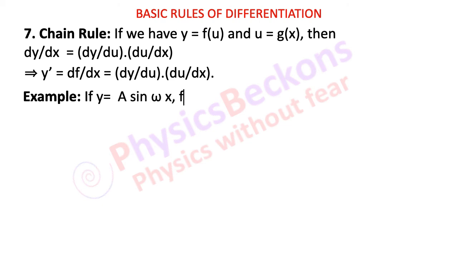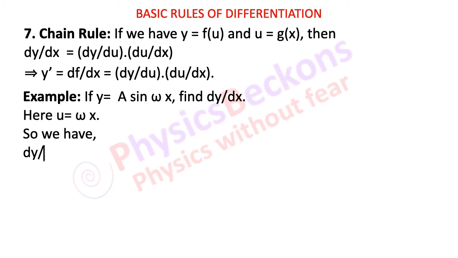Example, we have the function y equal to a sin omega x, and we have to find dy by dx. y here is a function of omega x, so omega x is u, and u, that is omega x, is a function of x. So here we will be needing the chain rule to find dy by dx. u is omega x.